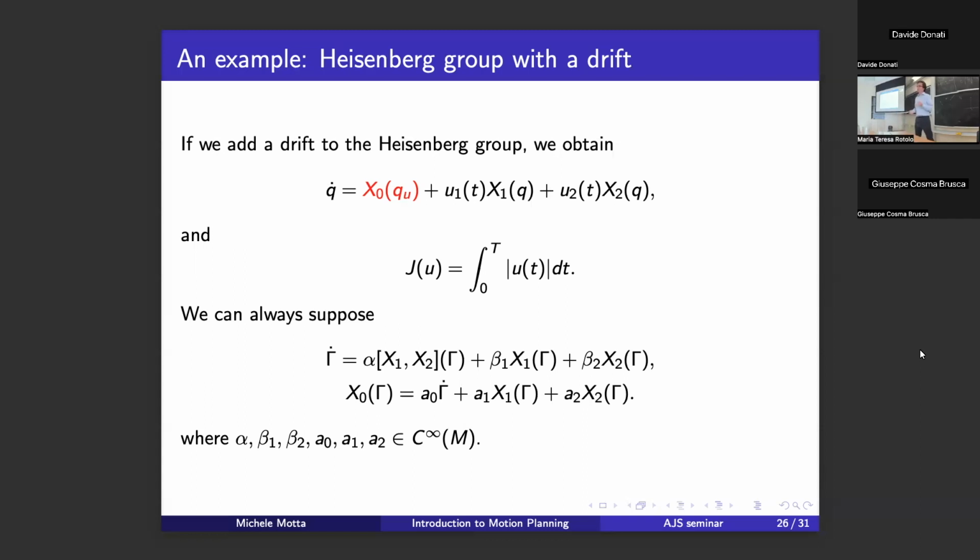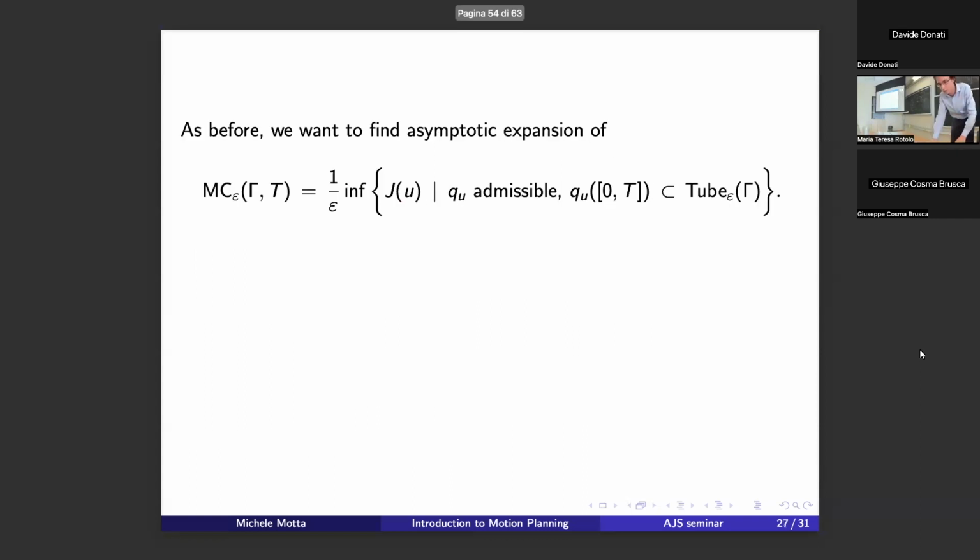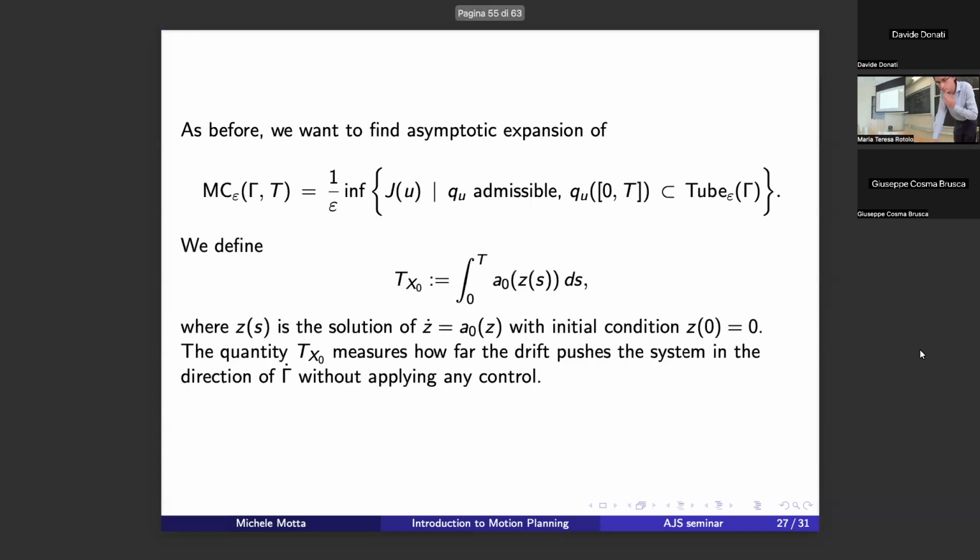And again, you want the drift to be vertical. Okay, so the expression for motion complexity is the same. And in order to study this problem, you have to introduce this quantity, which is the integral of the vertical coefficient of the drift along the solution of the uncontrolled trajectory.